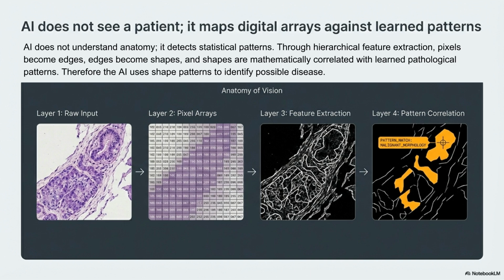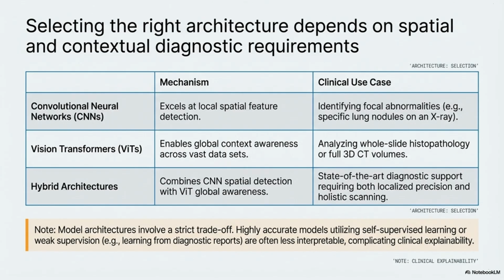But understanding how AI sees is only part of the story. We also need to understand how it learns. Most medical image analysis relies on convolutional neural networks, which excel at spatial feature detection. More recently, vision transformers have entered the field, enabling global context awareness, important for whole slide pathology or full CT volumes. In practice, many state of the art systems combine both approaches.